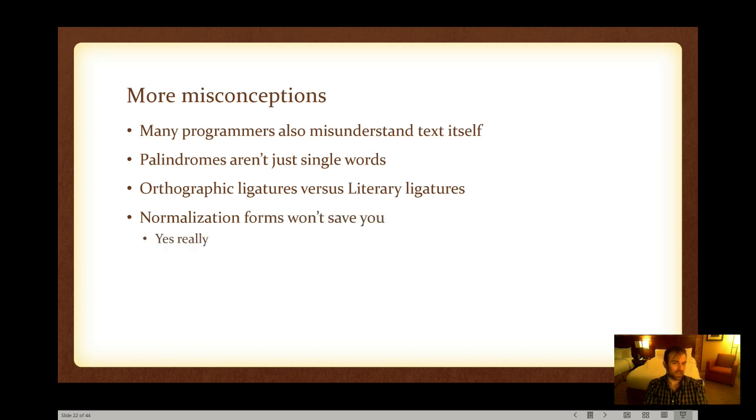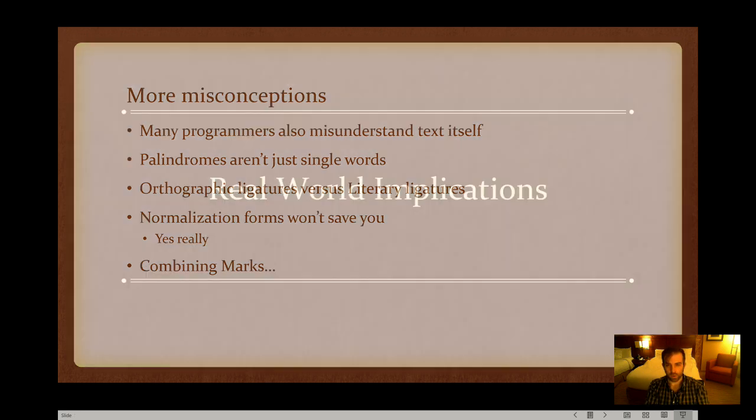Normalization forms won't save you, as I have been mentioning. You'll see why, I promise, but it's not actually going to save you. They are a step in the right direction. They're just not a panacea. Then combining marks. As I had mentioned several times at this point, while there are languages that have precomposed variants, and that helps simplify things, there are languages, including a very major language, that uses combining marks and has to because of how that language works.